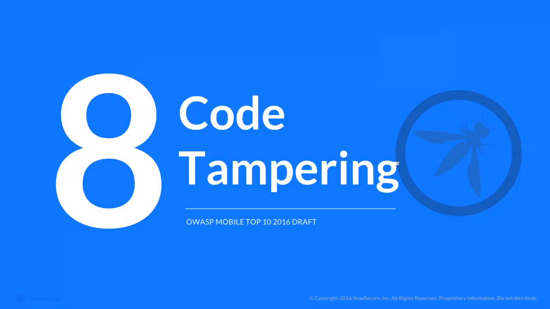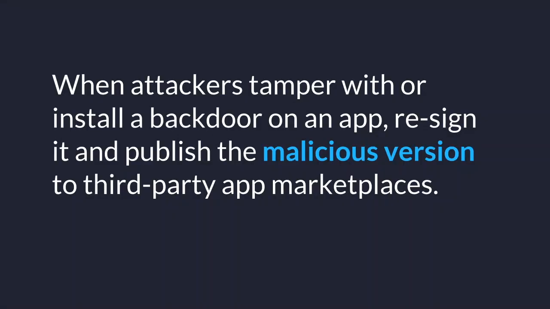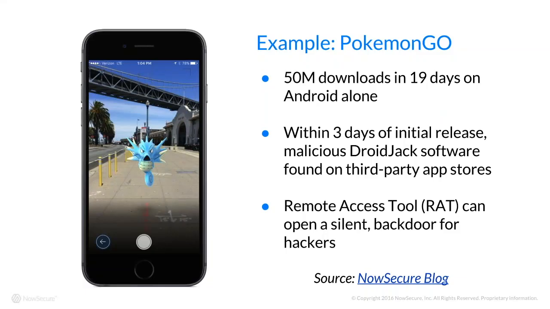The next issue that we're looking at is called code tampering, issue number 8. And code tampering refers to attackers tampering with or installing a backdoor on an app, re-signing it, and publishing the malicious version to third-party app marketplaces. And a really good popular example is Pokemon Go.